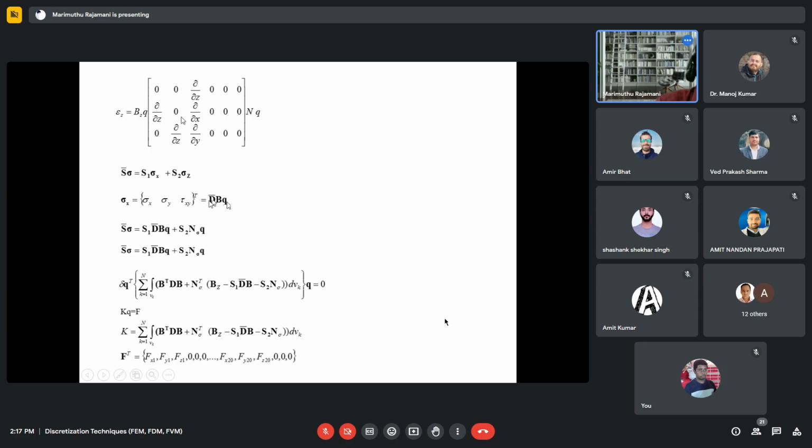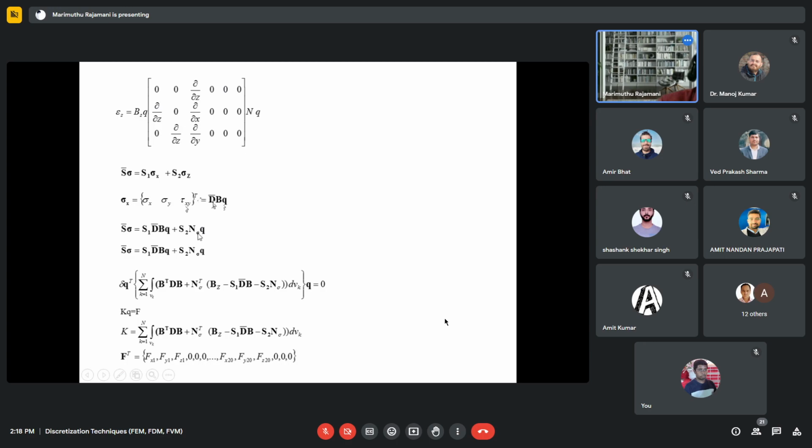D bar is that reduced D matrix. It is because I am now talking about only three stress terms out of six. Then when you use the D matrix, you have to use only that 3 by 6 equations, and that way it has been arranged. Then S bar sigma equal to, substitute here, it ends up like this.